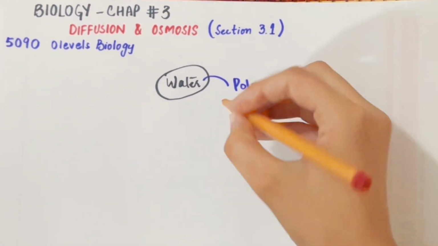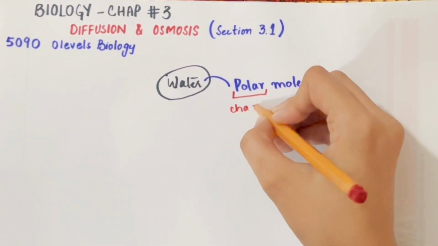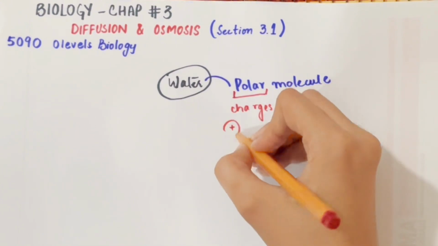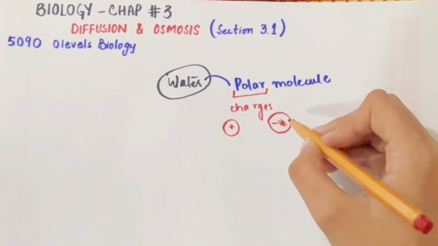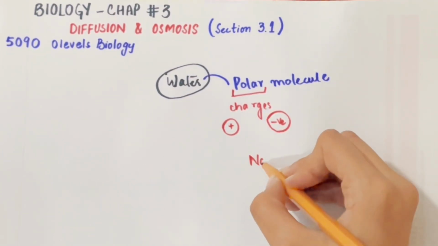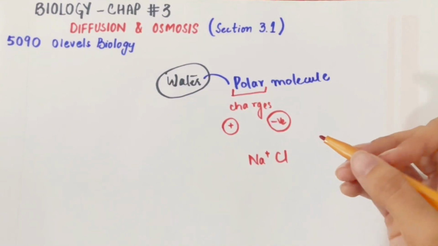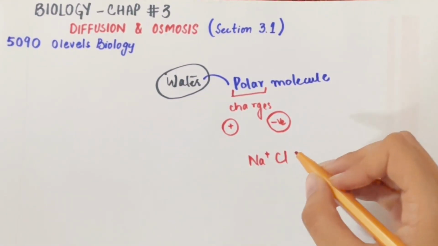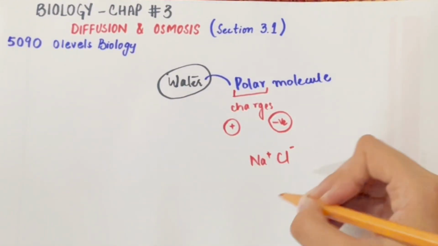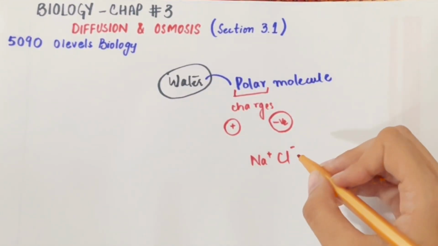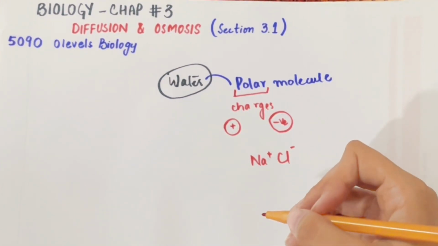Polar means any molecule that has charges. There are two charges, one positive and one negative. Whenever any molecule has these two charges, let's take an example of sodium chloride, that is Na and Cl. In Na we have the positive charge, whereas in Cl we have the negative charge. So we say that this is a polar molecule. Whenever there is a disparity of charges in a substance, we say that it is a polar molecule.